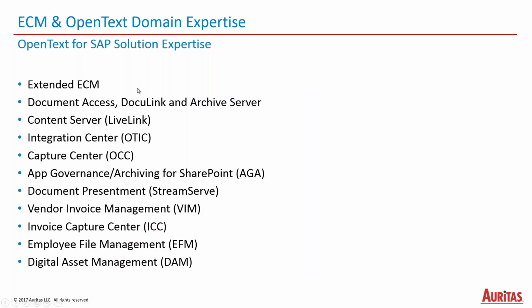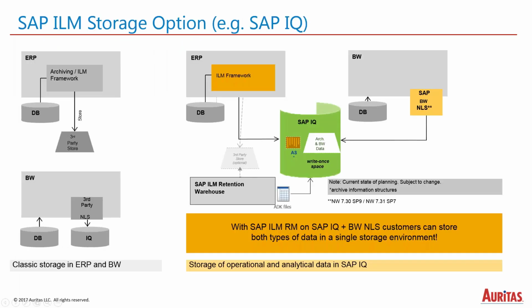And not only that, I wanted to showcase that here are all the different functions that are available that you can implement within the OpenText product suite. Here are the things that you're looking at, from invoice management to invoice capture center to employee file management. That adds a lot of value. And not only that, digital asset management, if you're using a solution around web content management, or for that matter, an e-commerce solution like an omnichannel solution like Hybris, and how it can integrate all around.